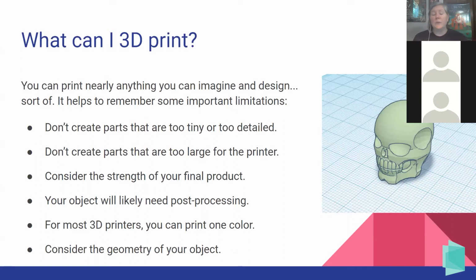Also, we will not print any kind of weapons of any kind. So even if it's just a sword for a costume, I am not allowed to print that for you because it could be considered a weapon. So I can print a cool looking hilt, and then you can add a cardboard blade or something later. I cannot print any kind of a gun, nothing that could be considered a weapon. We will not print it. So just so that you know that, even if it's just for a costume.